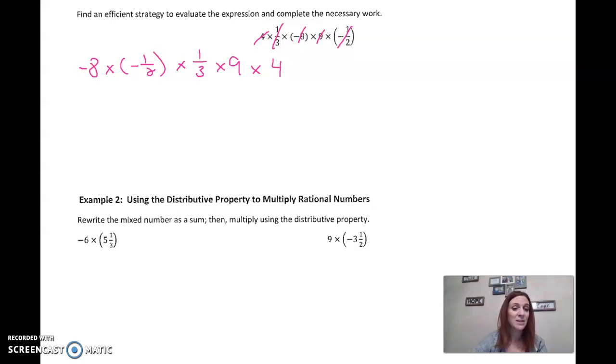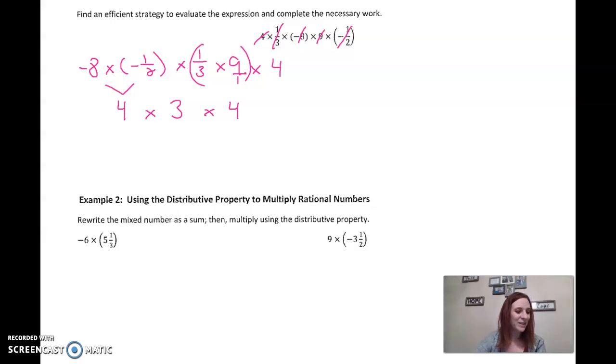So now when I do this, I can go negative times a negative is a positive. What's 1/2 of 8? 4. I can throw in some parentheses here. What's 1/3 of 9? Or if you need to, put a 1 underneath, and you end up with 1 times 9 and 3 times 1. 9 divided by 3 is 3. And then times 4. And well, I'll show you that in a second.